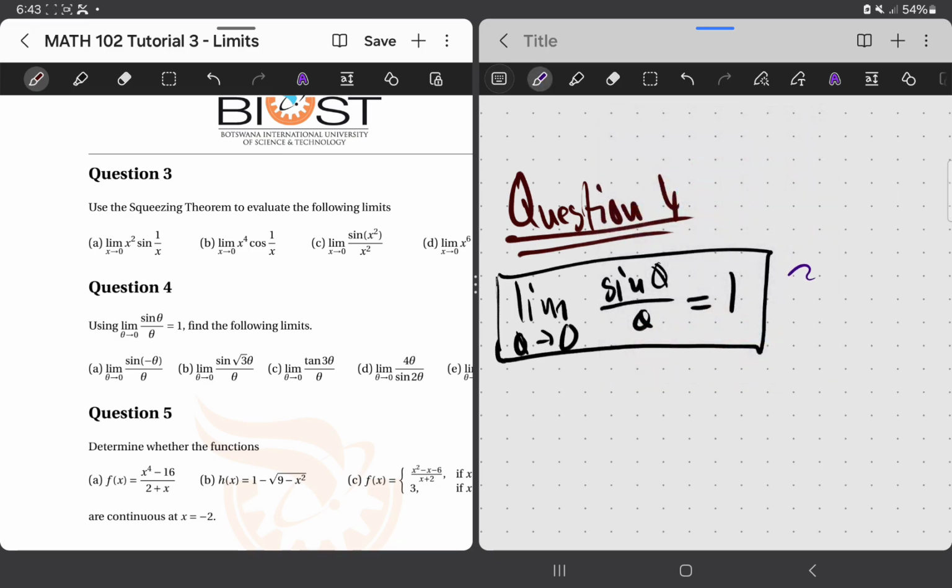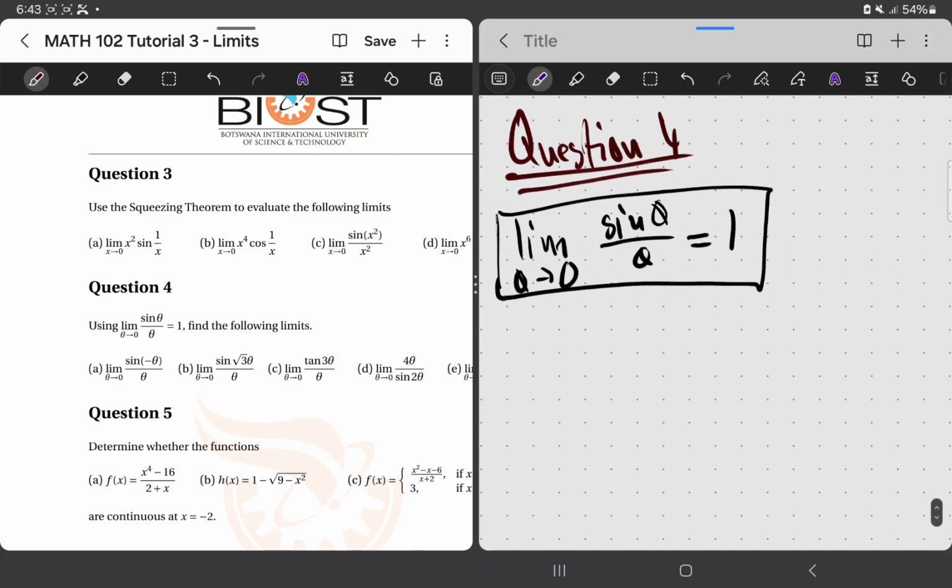What you must know is that this limit has other versions. Although you see it in this version, it also means that the limit as theta goes to 0 of sine k theta over k theta is also 1. So whatever is inside the sine, if it's also at the bottom, then it will be 1. When it's theta, the bottom will be theta. If it's 3 theta, the bottom should be 3 theta, then our limit will give us 1. You must also know that. So what do we have in part A? We are using this knowledge to solve.